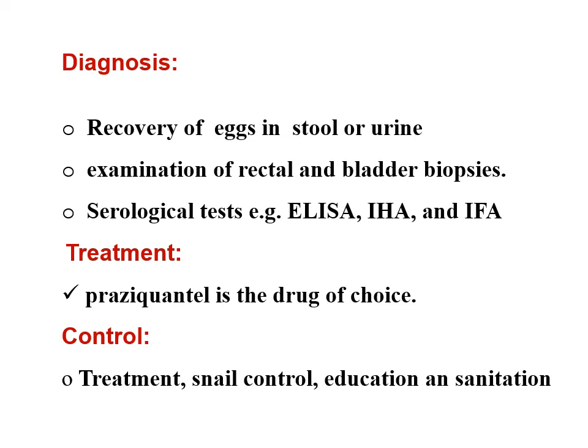Sometimes, especially in chronic infections, there is a tendency of the eggs to be trapped in the tissues. So the patient may be showing symptoms of schistosomiasis, and then you examine the stool or urine and there are no eggs. But if you do, for example, rectal biopsy and bladder biopsies, you may see the egg there. There are various serological tests like ELISA, indirect hemagglutination assay, and indirect fluorescence assay. The drug of choice is praziquantel, but there are other medicines.